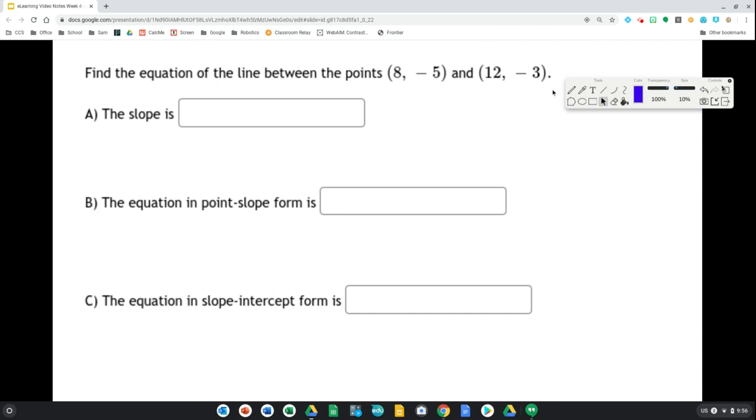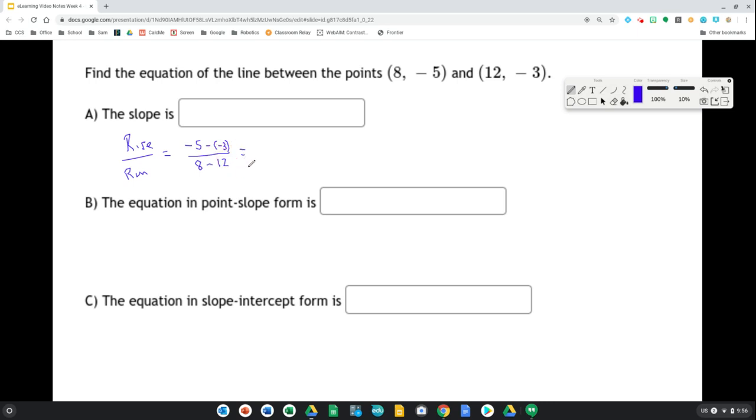So again, for the first question about the slope, think of rise over run. For the rise, you subtract the y's. In this case, we have a y of negative 5 and a y of negative 3. So we would take negative 5 minus negative 3. Subtract the x's to find out the run. So the run would be 8 minus 12.